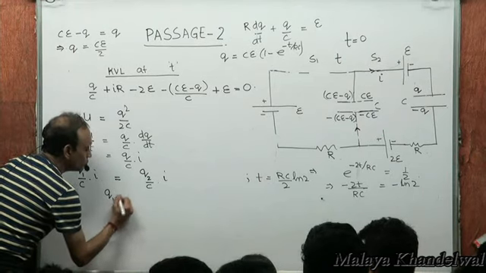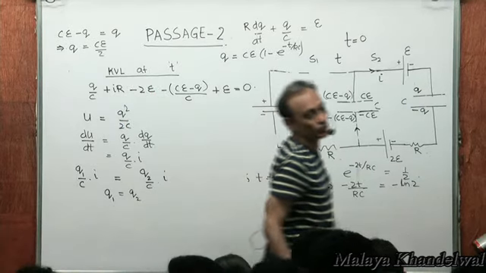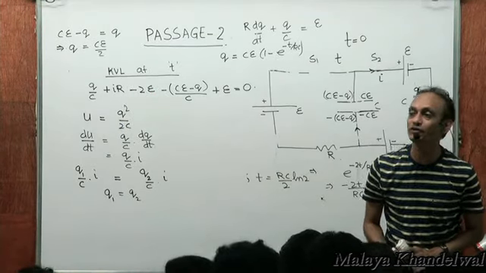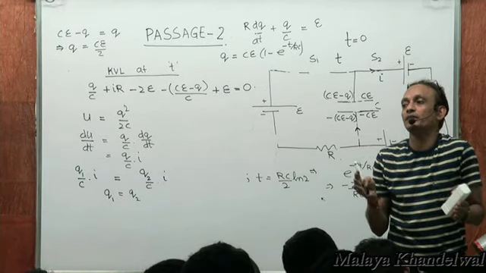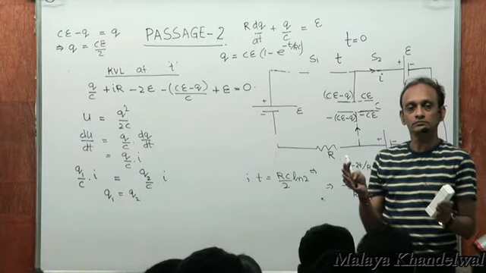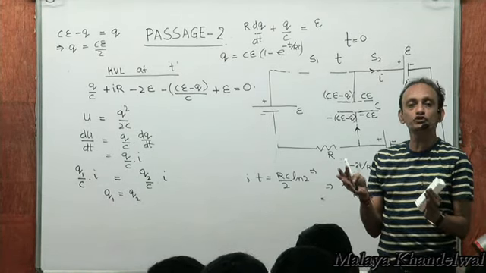That means Q1 equals Q2, and that happens at t equal to RC by 2 log 2, when the rate of change of energy in both the capacitors will become the same. Do you realize that? No confusion?